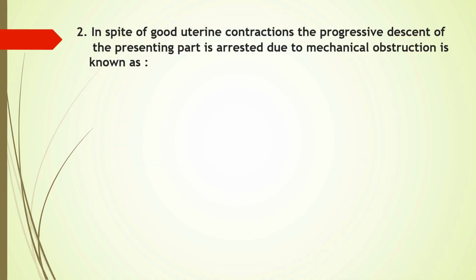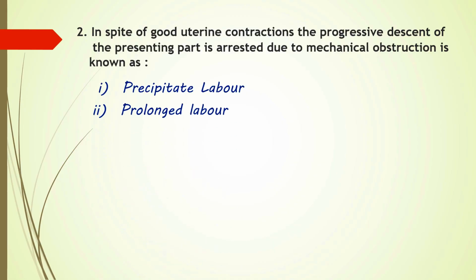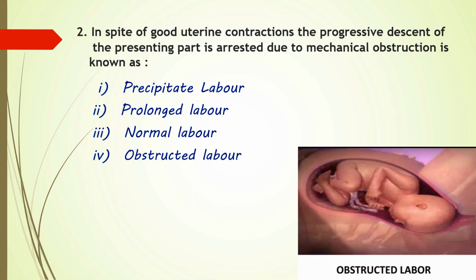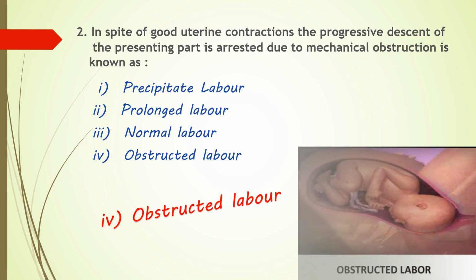Question number 2. In spite of good uterine contractions, the progressive descent of the presenting part is arrested due to mechanical obstruction is known as. Options are precipitate labor, prolonged labor, option 3 normal labor or option 4 obstructed labor. Yes, you are absolutely right. Obstructed labor is an obstetric emergency defined as the failure of the baby to progress down the birth canal despite strong regular uterine contractions. So here option 4 is the correct answer.